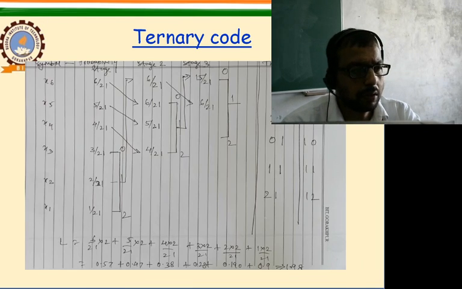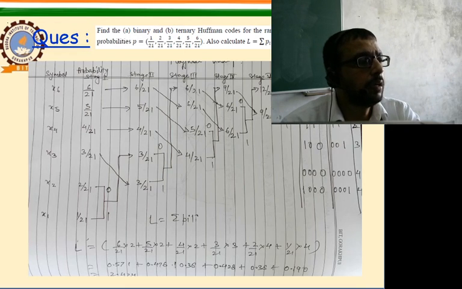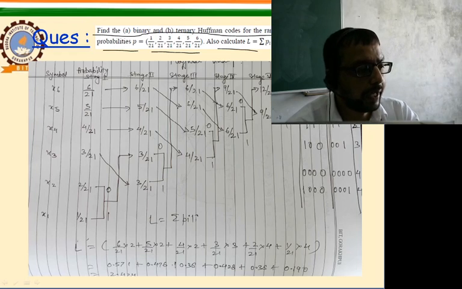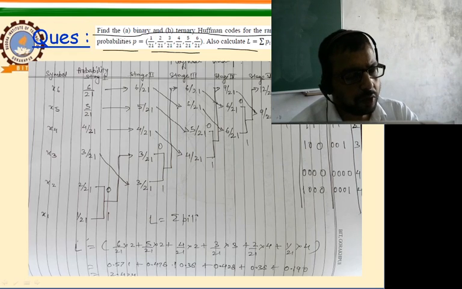Now the next numerical is to find the binary and ternary Huffman code for random variable x, with the probabilities already given. There are 6 random variables having 6 probabilities, and we also have to calculate the expected length, whose formula is already given as summation pi li. I've already discussed the Huffman codes of each of the 3 types, that is the binary, ternary and quaternary. Here 2 types are asked, and we know the procedure and algorithm, which I have already discussed.